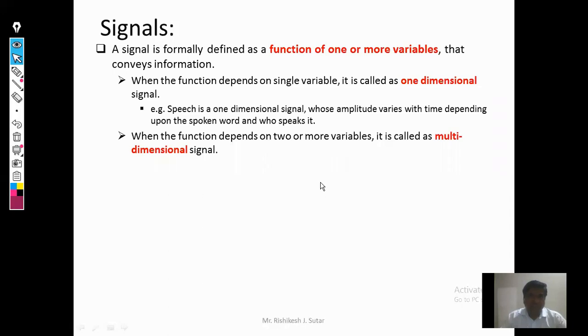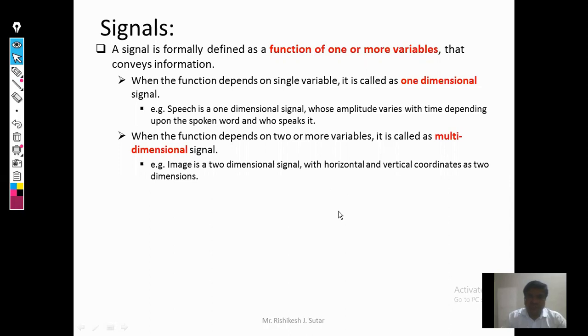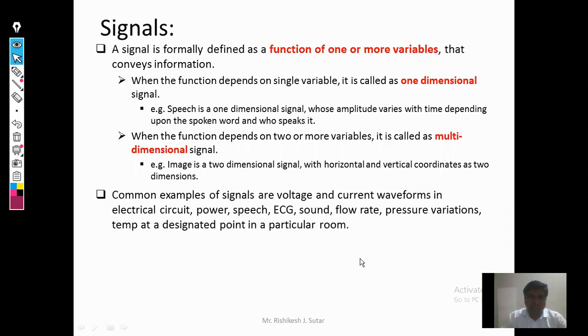If the function has two or more variables, it is called a multi-dimensional signal. And the example is an image. Image is a two-dimensional signal. Some more examples of signals are: power, speech, ECG, sound, flow rate, etc.